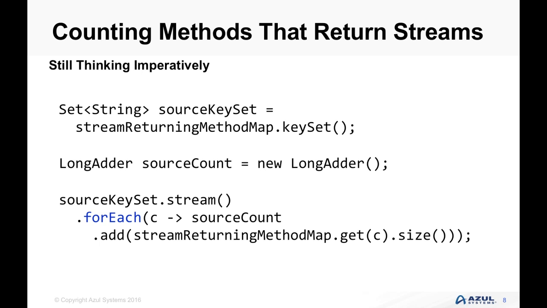So I'll take the key set, create a stream from it, and then for each of those, I want to find out how many methods there are and count them up. So I thought I'll use forEach, and then I'll look at how many methods there are and add them up. But I know that I shouldn't be modifying state.